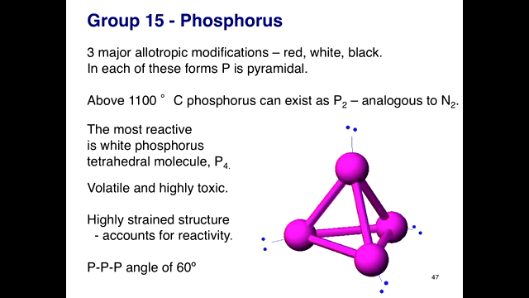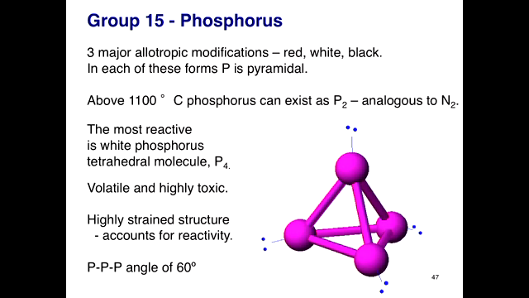And the fact that it's highly strained means it's very reactive. If you have white phosphorus and it gets anywhere near air, it'll catch fire. It's a highly reactive form of phosphorus. So it contrasts with N2. You can actually get an analogue of N2 with P2, but only at very high temperatures. So we can consider white phosphorus to be the most reactive form of phosphorus.